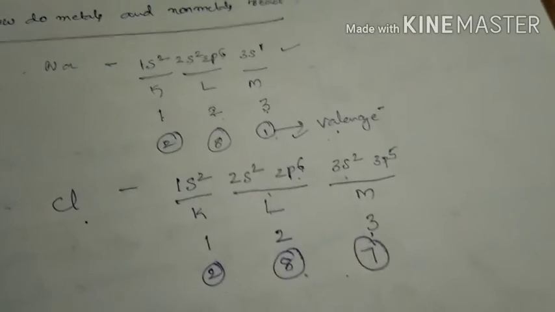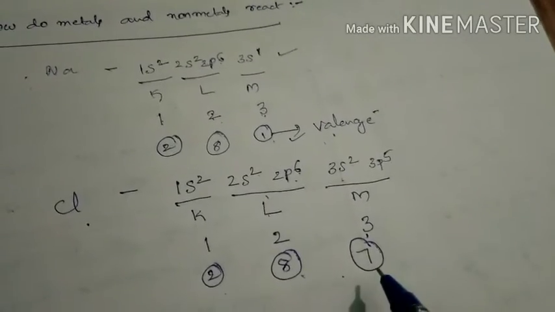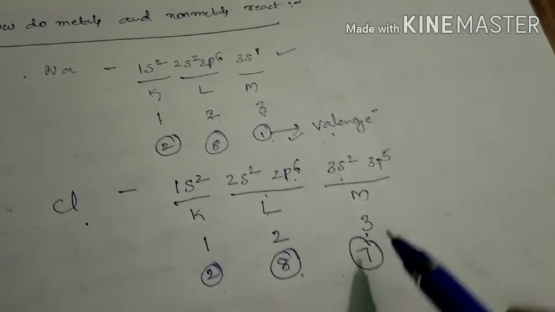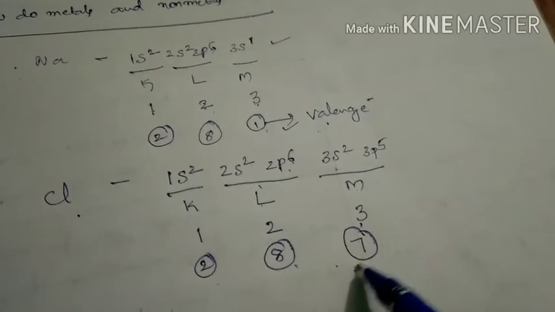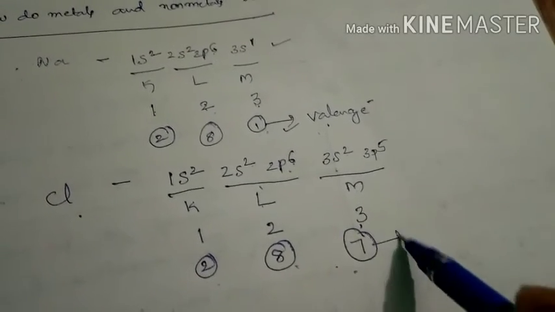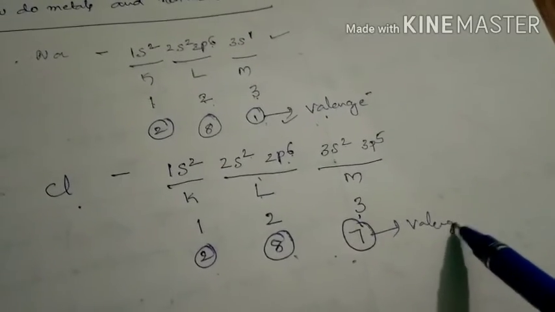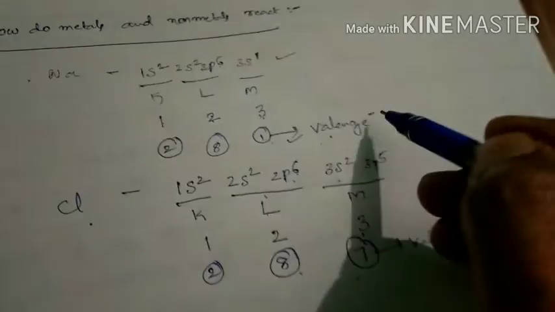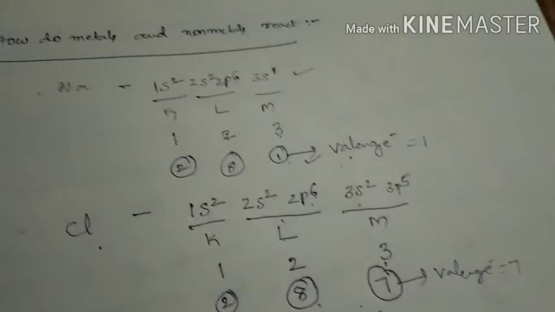So here the point is, in chlorine, how many valence electrons are there? This is the valence shell, because this is the last shell. So here the valence electrons is 7. Here 1, here 7.